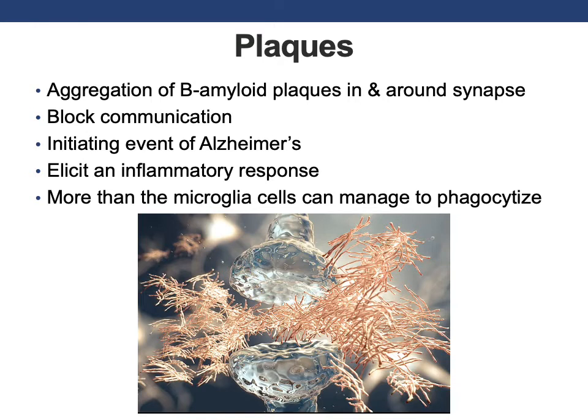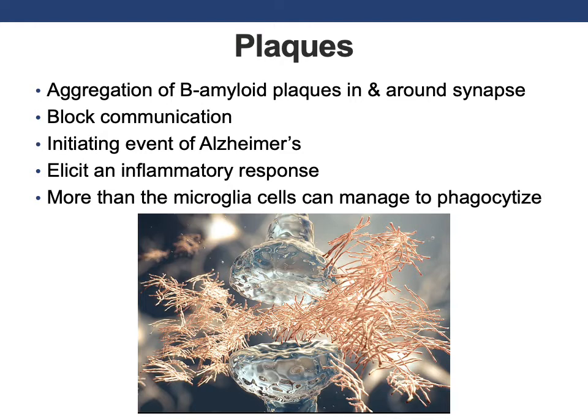These plaques are physical structures that take up space. You can think of them like a beaver's dam in that they block the flow of neurotransmitters across the synapse, thereby blocking communication between the neurons. Research is showing the appearance of beta amyloid plaques to be the initial event in Alzheimer's disease.